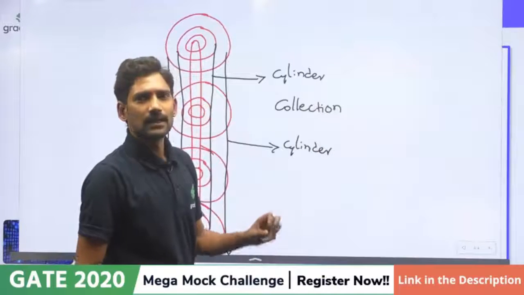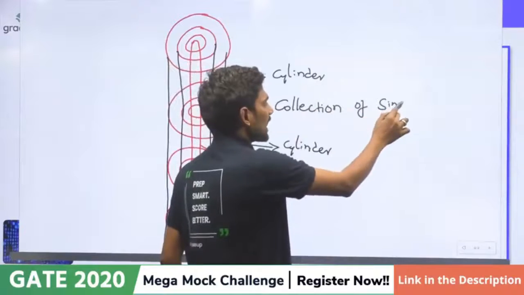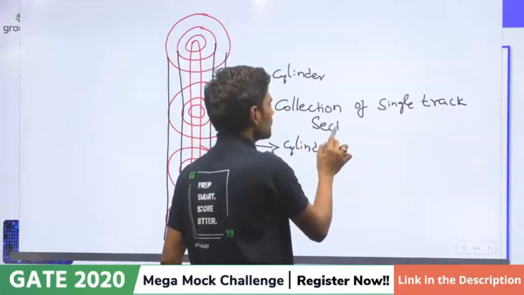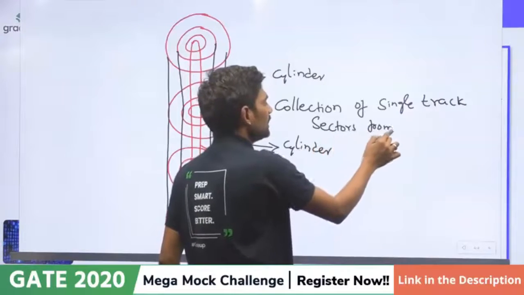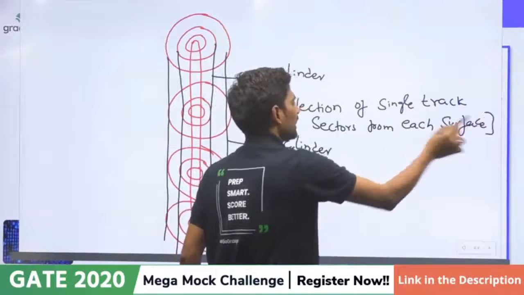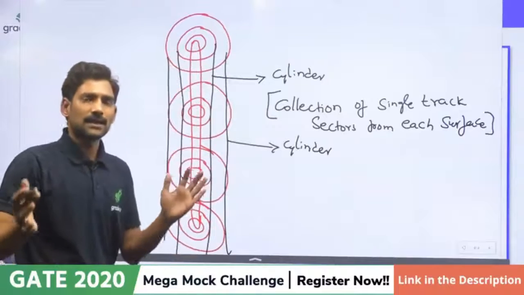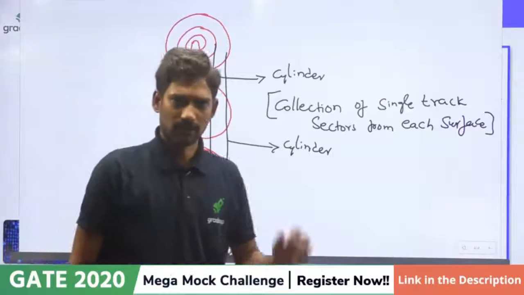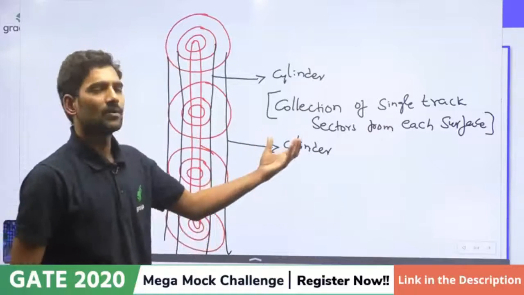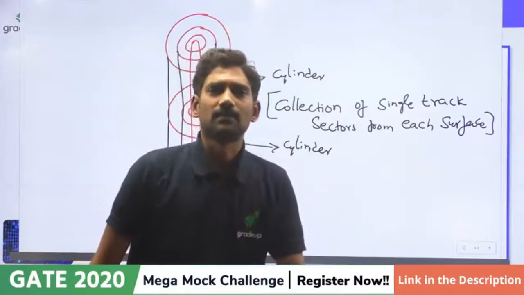What is a cylinder? Collection of single track sectors from each surface, or every surface. That means from every surface, if we collect one track's sectors, that collection of similar track sectors from every surface is called what? Cylinder. Okay? Let me take some doubts.